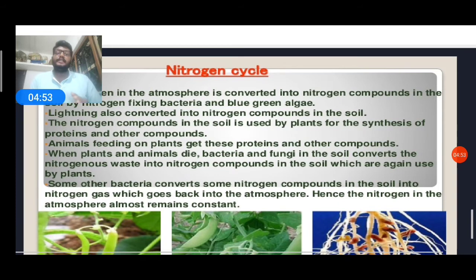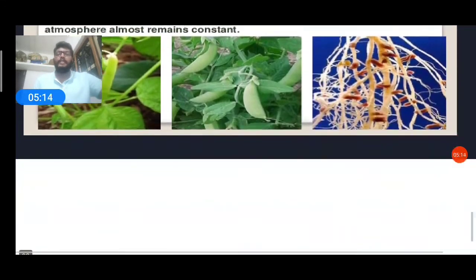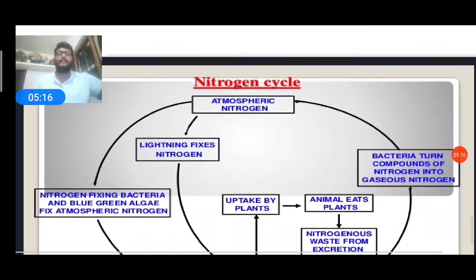Some other bacteria convert some of the nitrogen compounds in the soil into nitrogen gas, which goes back directly into the atmosphere. Hence, nitrogen always remains constant in the atmosphere. Again, we'll know in detail with the help of this cycle.